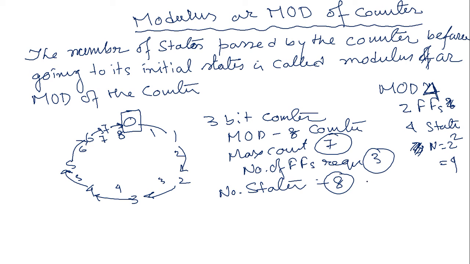I'm giving examples here in the 2 to the power n format, that is mod 4, mod 8, mod 16. But it's possible that mod 10 is also possible. It's not that mods are only powers of 2. Mods can be 10, mods can be 9 and others also. That I will help you understand in the next class.